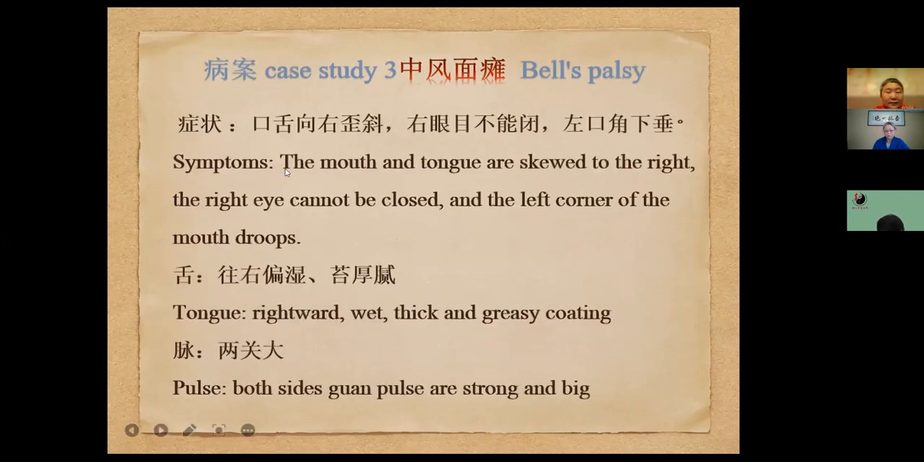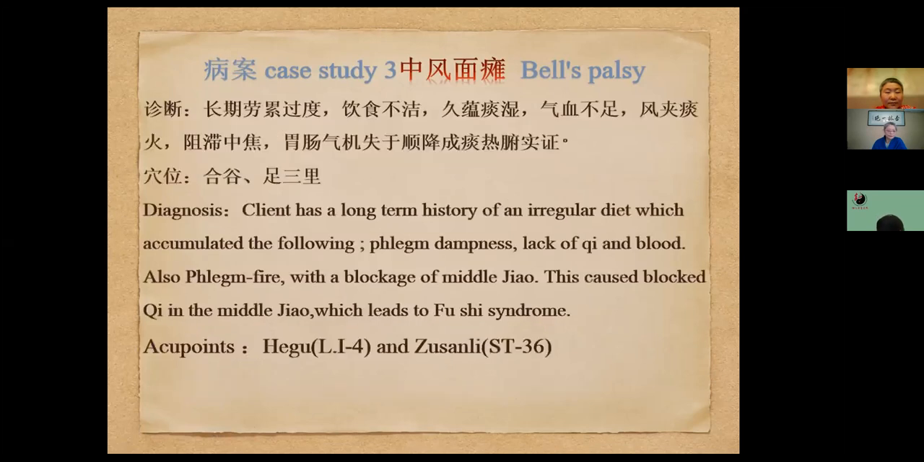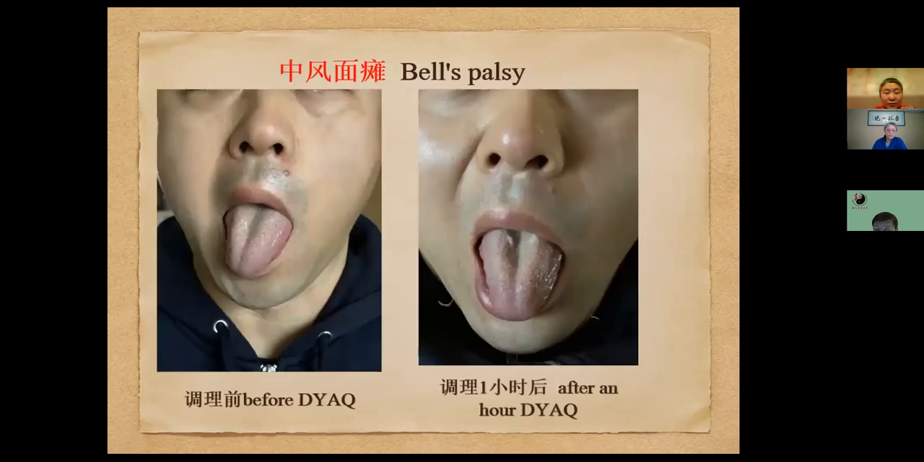And so we can see his symptoms. The mouth and the tongue deviate to the right. The right eye cannot be closed. And the left corner of the mouth drops. And his tongue deviates rightwards, wet, thick, with a greasy coating. You can see his photo.